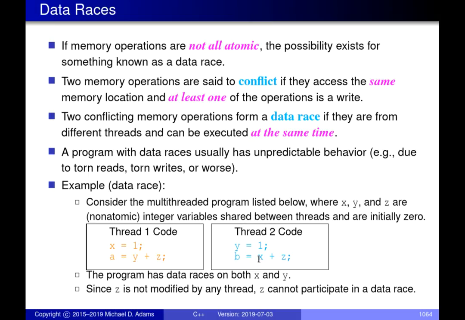Because they're both accessing the same location, at least one of them is writing, and they're happening at the same time, this is a data race.